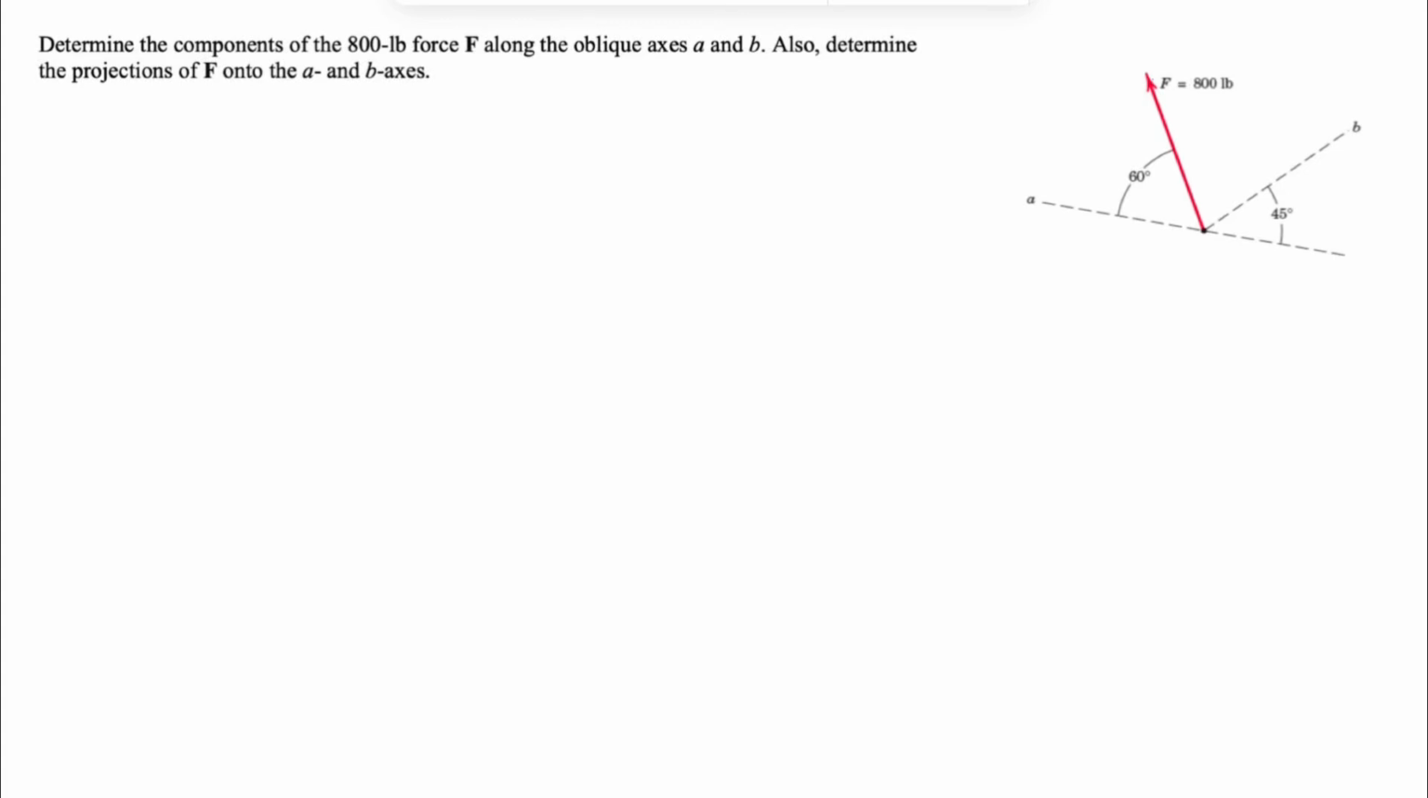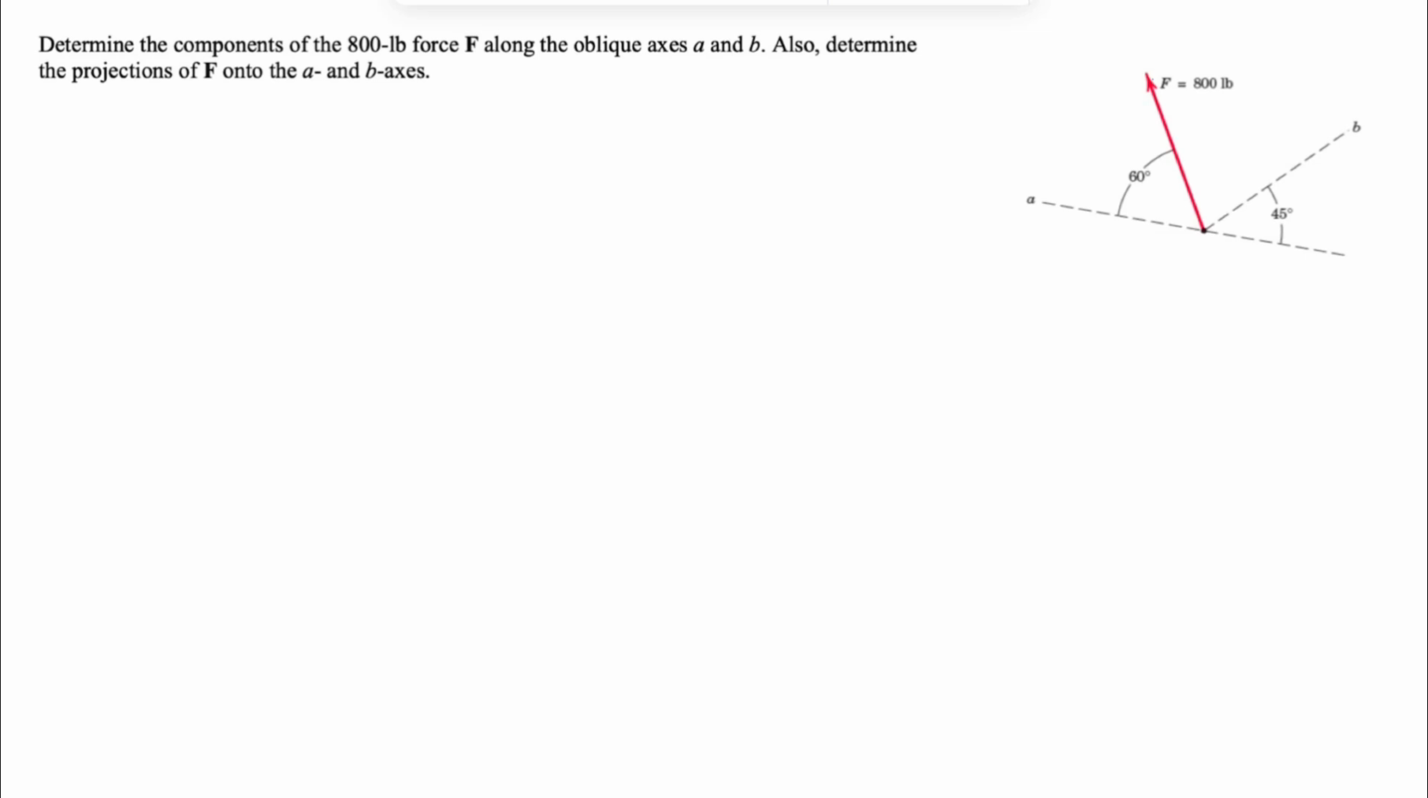Okay, so we're going to be solving the question from the second chapter of the Meriam textbook in mechanics. In this one, we need to determine the components of the 800-pound force F along the oblique axes A and B. And we also need to determine the projections of F onto the A and B axes. So first of all, what we are looking for in here is the A and B components of this force.